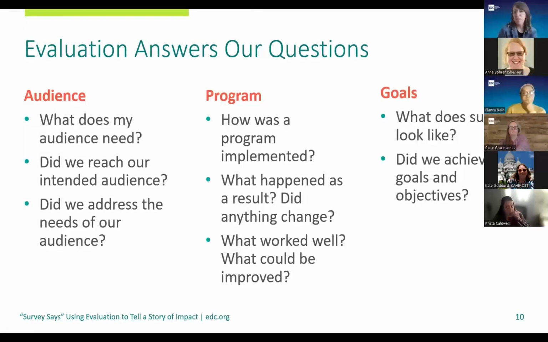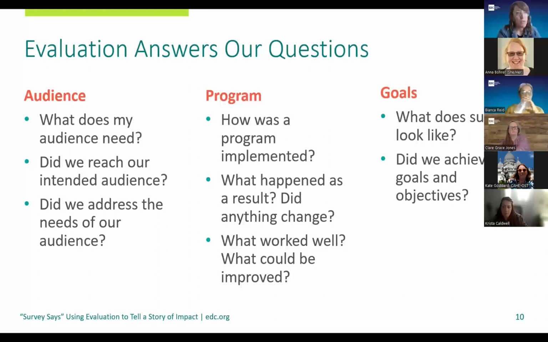So when it comes to the audience, what does my audience need? Did we reach who we wanted to reach? Did we address the needs of our audience? For folks in the OST field, if there are folks working at the program level, this might be young people, it might be families, right? Are we reaching the young people that we want to reach? If we're working with a specific group of young people in a specific community, for example. If we're working at an organization level, we might be thinking about staff in our programs. If we're working across multiple OST programs, we might be thinking a little bit more systemically in terms of our audience as the actual OST program providers themselves, right?